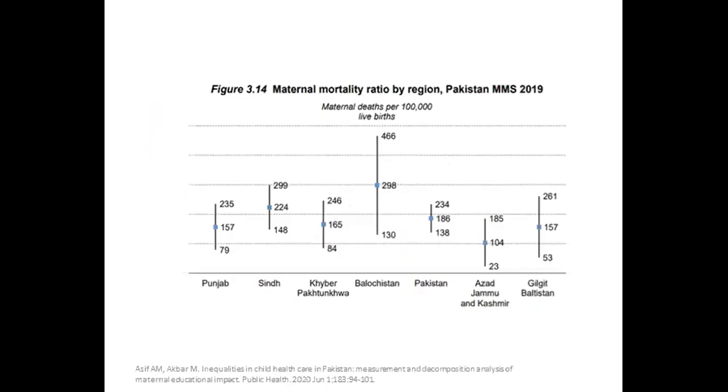If we see the highest maternal mortality ratio by region, the highest maternal mortality ratio is 466 in Balochistan and the lowest is in the Punjab, which is 235.